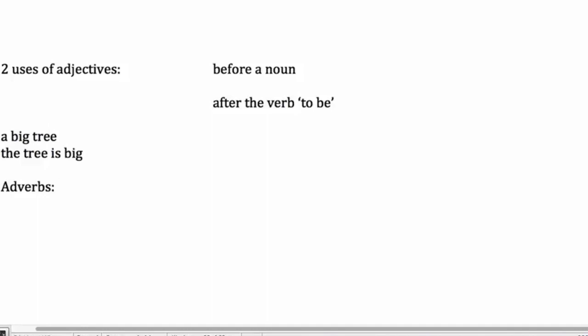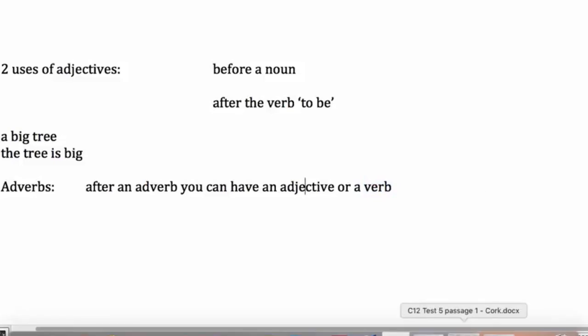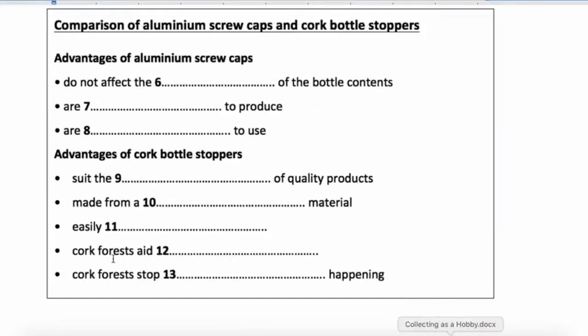Then the last thing just quickly to talk about is adverbs. All I want to say about adverbs is after an adverb you can have an adjective or a verb. So that's all you need to know. If you see an adverb in the questions, and there's a gap after the adverb, you're going to have either an adjective or a verb. Quite simple, and really it doesn't happen often. But let's look at cork again. We had an adverb over there. That means this must be either a verb or an adjective.